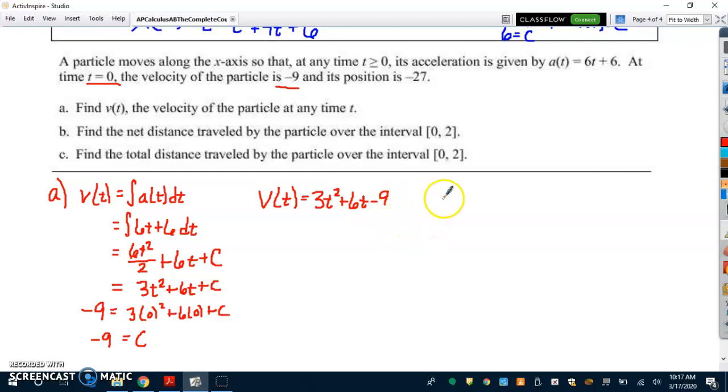Now, looking at letter B, it says find the net distance traveled. So what would be the net distance traveled? That takes into account the sign of the distance, whether it be negative or positive. So we're just going to find the integral from 0 to 2, since that's the interval that we're looking over, of v of t dt. Go ahead and pause the video. Why don't you do the work there? I'm going to pause, and then the work will pop up.